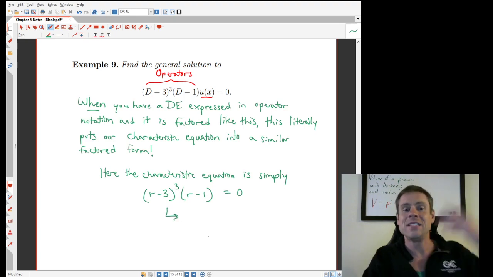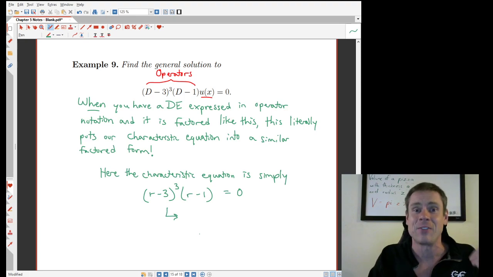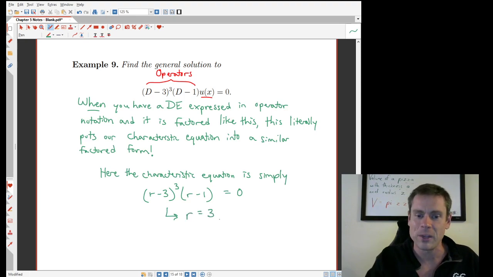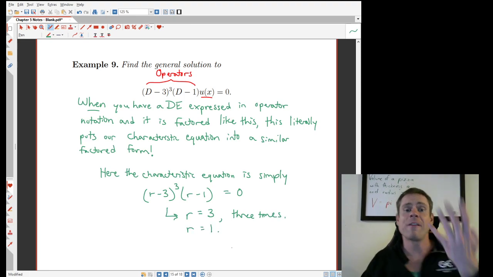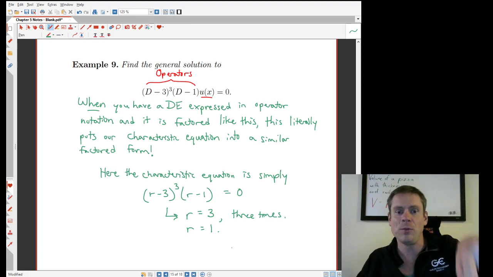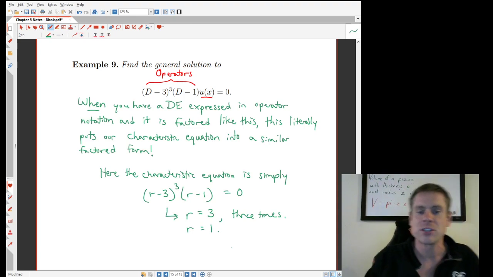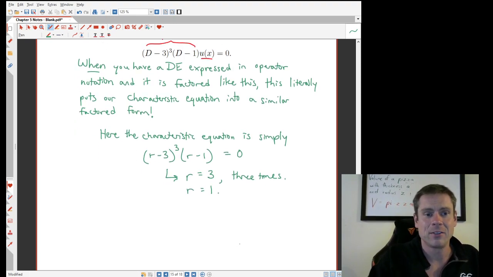If I present a DE to you in this way, it is a gift. It is me saying, don't you worry, I've got your back. I will tell you what the roots are, because here we have r equals 3 three times, and r equals 1. We should get 4 in total because I have a D cubed and a D, so I have a fourth order differential equation here. And those are my roots. So once I have this, there's no problem. I can write out the solution. I have a one root single time.